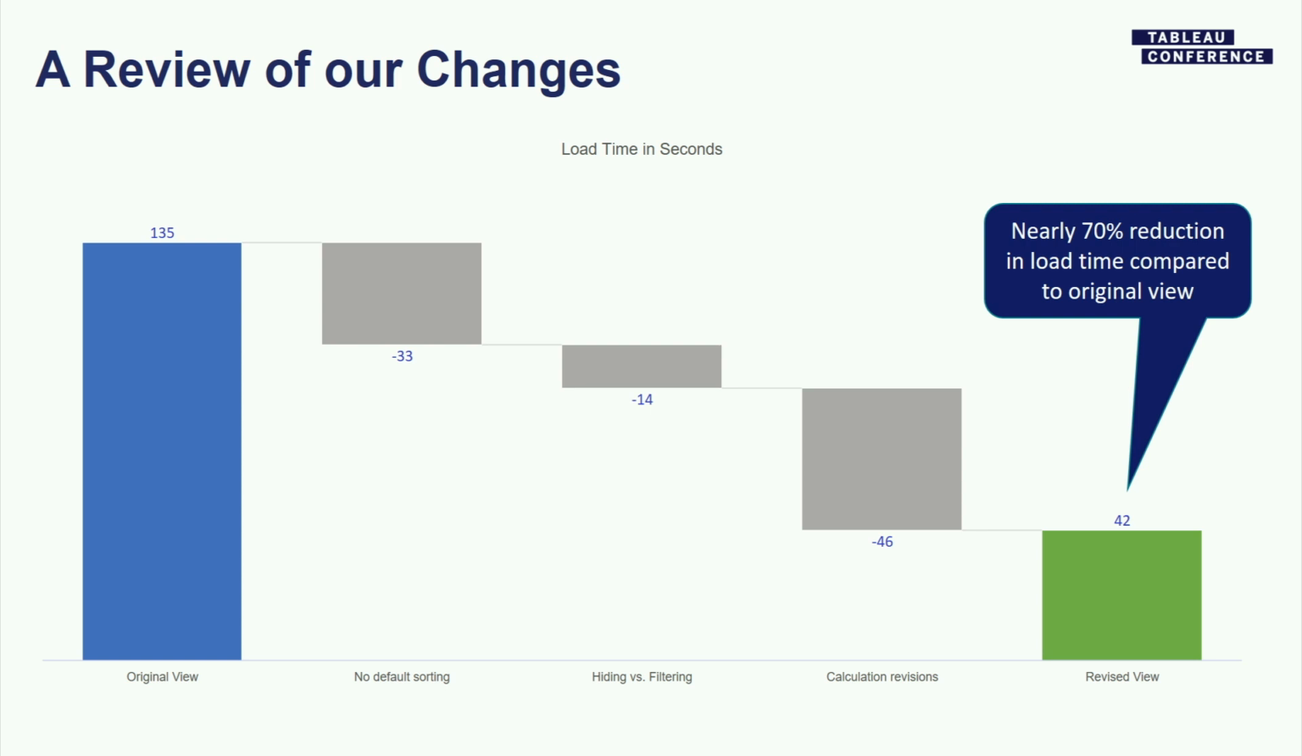So again, how do we get there? No default sorting. Hiding versus filtering saved us a bit. But the big winner here was using math instead of string comparisons. So that's, again, about a 70% reduction in load time.